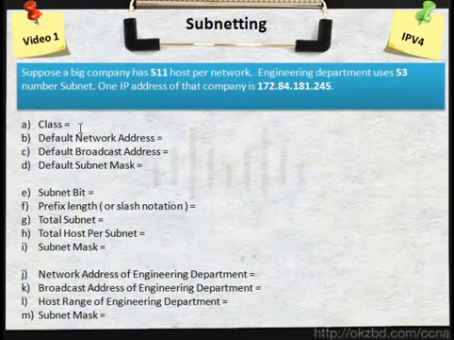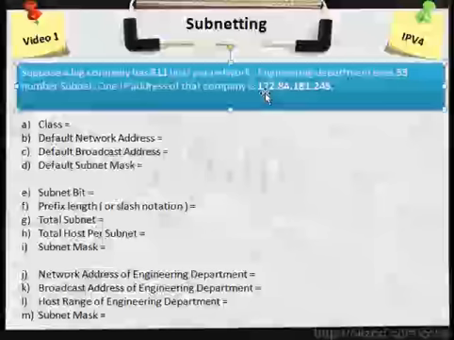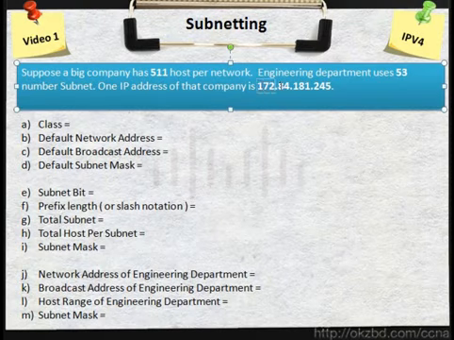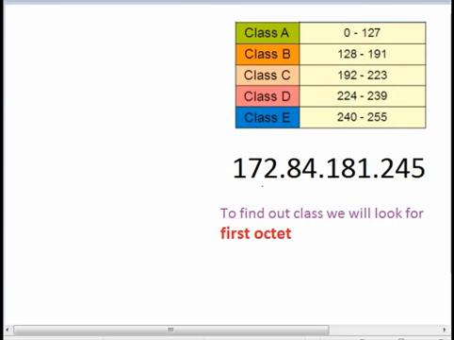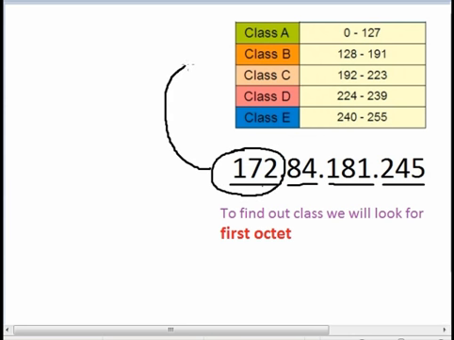Now the first question, class. Our given IP address is 172.84.181.245. To find out the class, we will look at the first octet. This is the first octet, this is the second octet, this is the third octet, and this one the fourth octet. The first octet 172 belongs to class B because the class B range is 128 to 191.